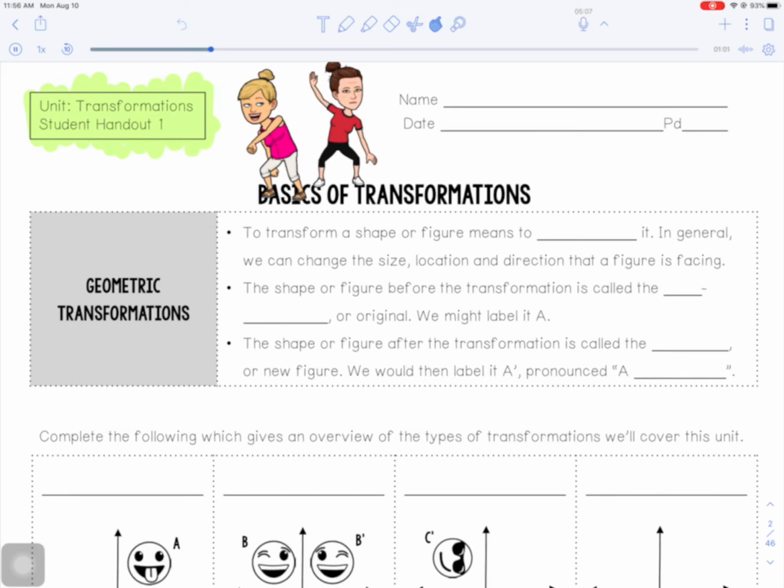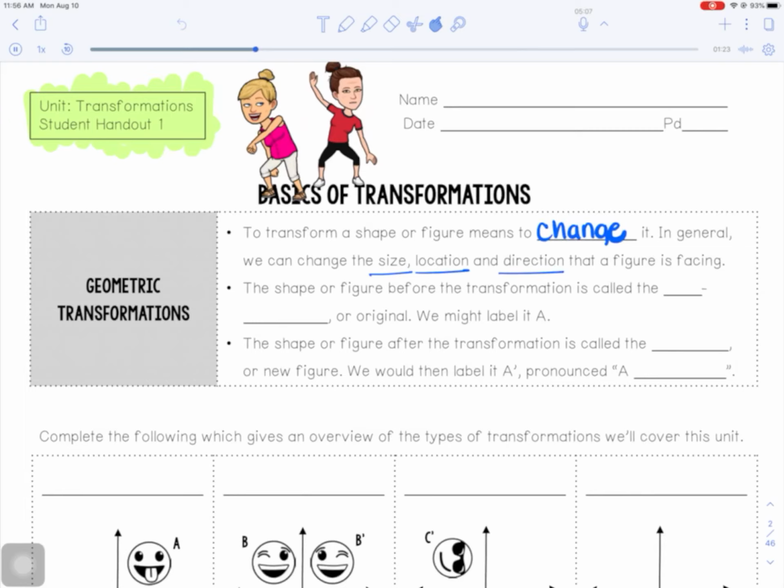So, to transform a shape or figure means to change it. Oh no. Got to go to pen, sorry. To change. In general, we can change the size, the location, and direction that a figure is facing.